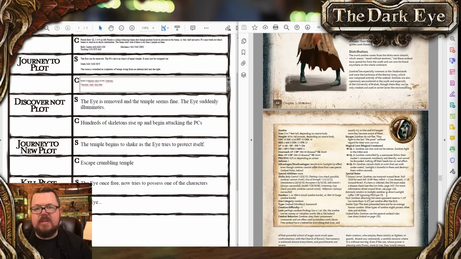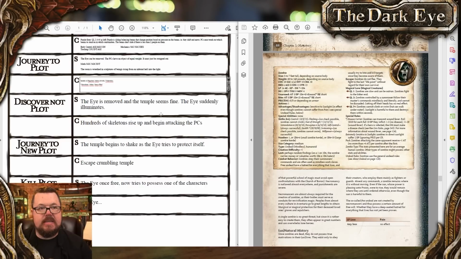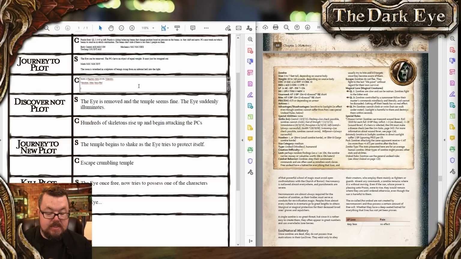Okay, I like that. I'm going to use the zombie stats. So this is page 89. I'm going to say here, page 89 of the bestiary. Zombie. And I'm going to say it's times 4. I want this to be a bit of a tough fight.